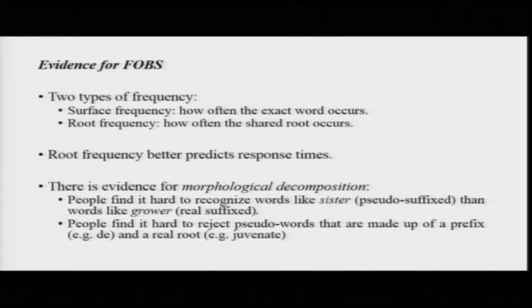Also, there is evidence for morphological decomposition. For example, it has been found that people find it harder to recognize words like sister as compared to grower. Why? Because if this word sister comes in the Forster model, you will break it into sist and er, because you know that er is a particular kind of morpheme, and you will start looking for a bin with sist and you will not find it. Then you will come back, combine this and start looking for the word sister, because morphological decomposition is by default applied to every word that comes in, because the system would have come across ER as a particular kind of morpheme.